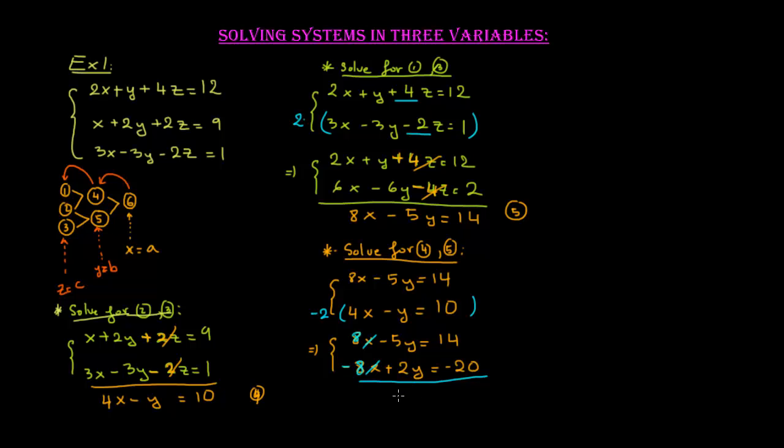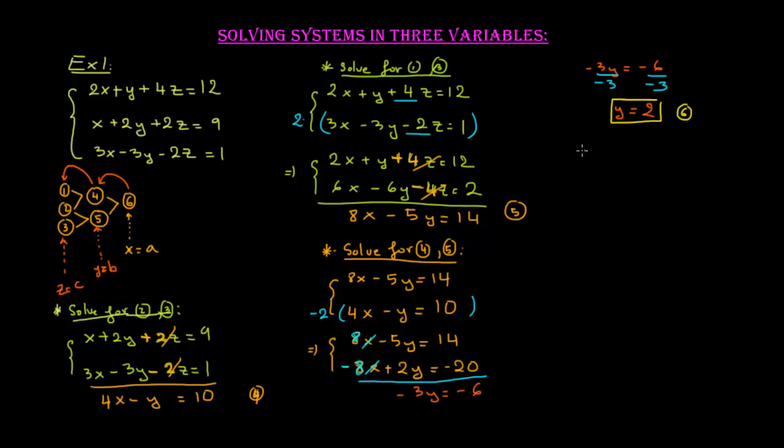That's going to give me negative 3y equal to negative 6. So negative 3y equal to negative 6, I can easily solve for y by dividing both sides by negative 3. Then y equals positive 2. So that is my first unknown, which is step number 6.